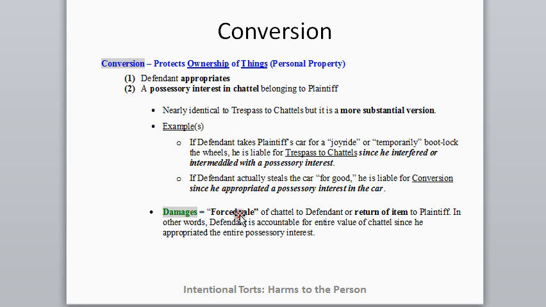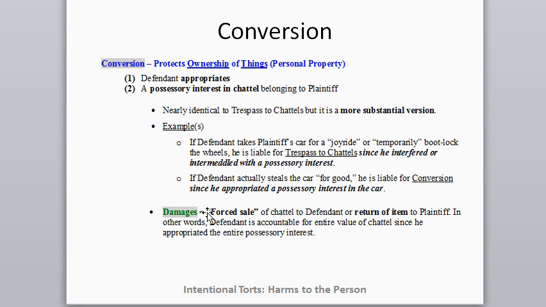The damages here are a forced sale of the chattel or return of the item to plaintiff. If I take my neighbor's Corvette, I hotwire it, and I drive it away, and my neighbor brings me to court for conversion, there's one of two things. I either have to pay him the price for that car, or the court forces me to give the car back. Again, that's not a smart way to get your car by stealing it from your neighbor, because you're going to be liable in criminal law. But here we're only talking about tort. Theoretically, it is what it is.